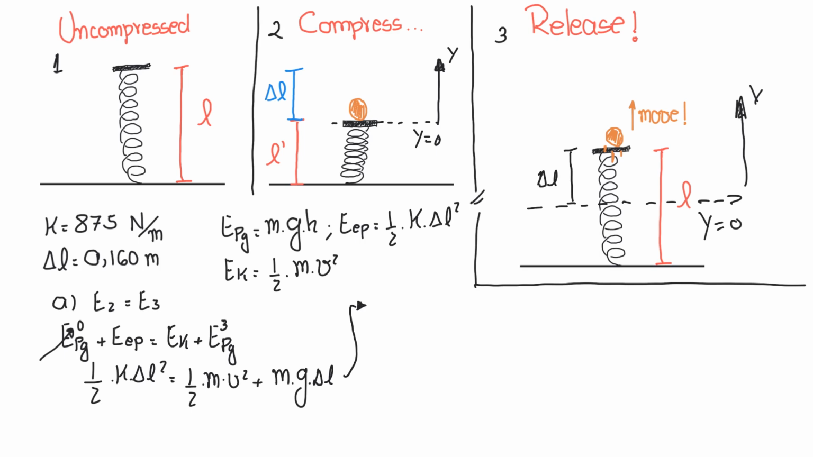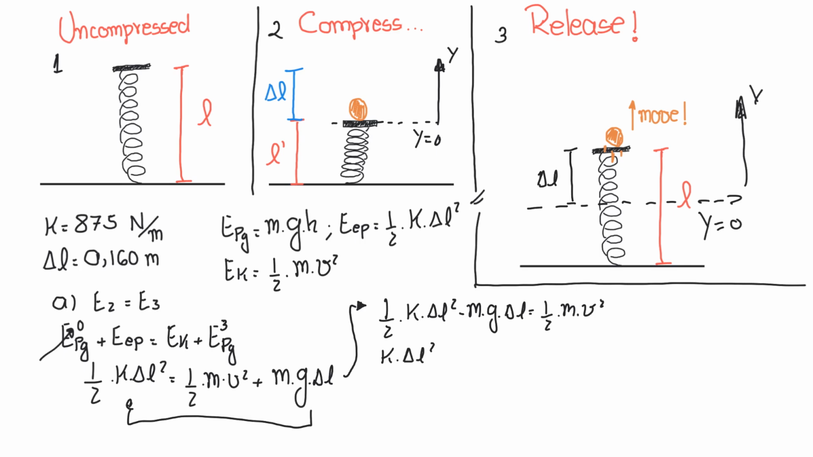For that, we have to do the following. We begin by sending this term to the left-hand side, so that we have 1/2 of k times delta L squared minus m times g times delta L is equal to 1/2 times m times v squared. Now, we multiply both sides of this equation by 2, so now we have k delta L squared minus 2 times m times g times delta L being equal to m times v squared.